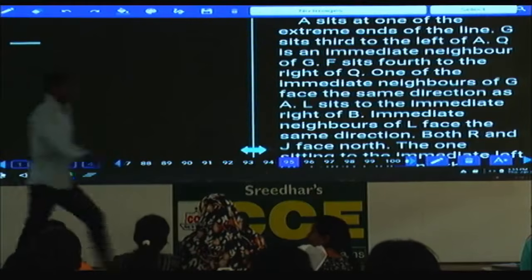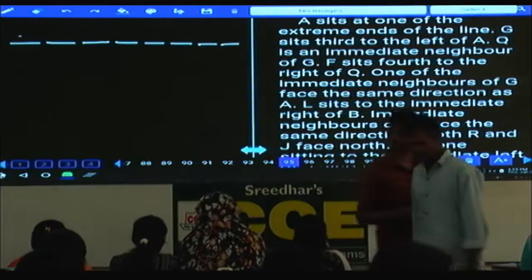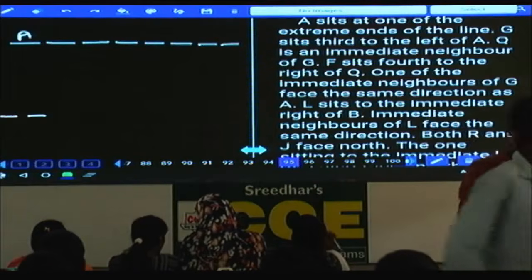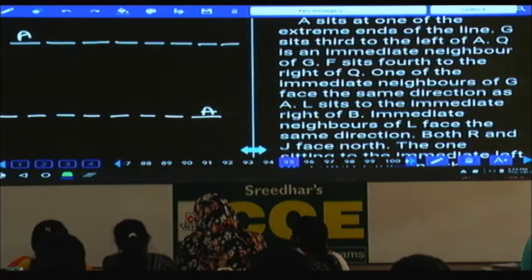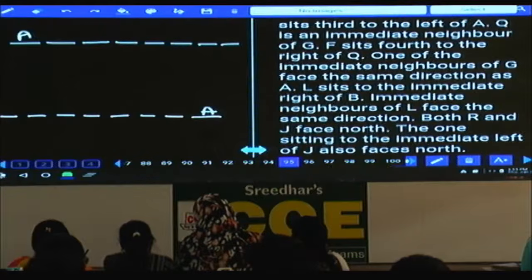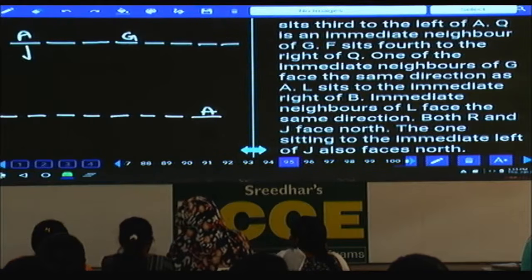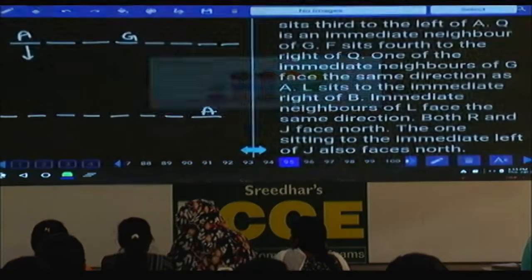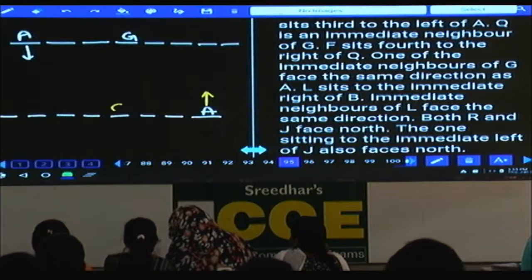Once again, all together we have 8 people. Now A is at one of the extreme ends, the other possibility is 7, 8. A is at this extreme end. Then the first information is that A sits at one of the extreme ends of the line, and G sits out to the left of A. Whatever this is, G is seated out to the left of A, and A must be facing south. And next, G sits out to the left of A, facing south, 1, 2, 3, G is here.